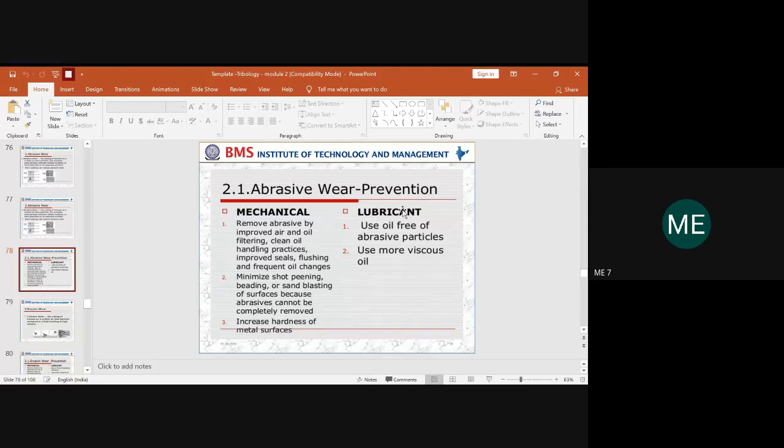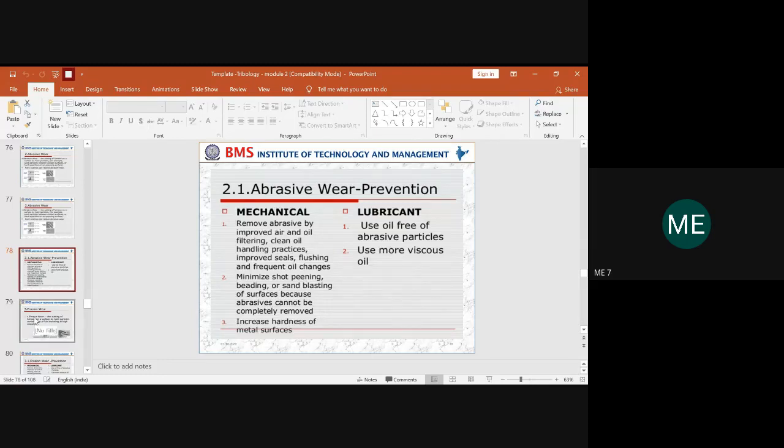The next one is the part on lubricant that you have to understand. Here, you will use oil free of abrasive particles. The oil you're using should be free enough from abrasive particles. It depends upon the grade of oil you're using. You have to check the freeness of abrasive particles in the oil. If it is so, it will surely help you remove abrasive wear across a contact area by 50 to 60%. And the second option here is again to use more viscous oil. So this is about abrasive wear prevention.